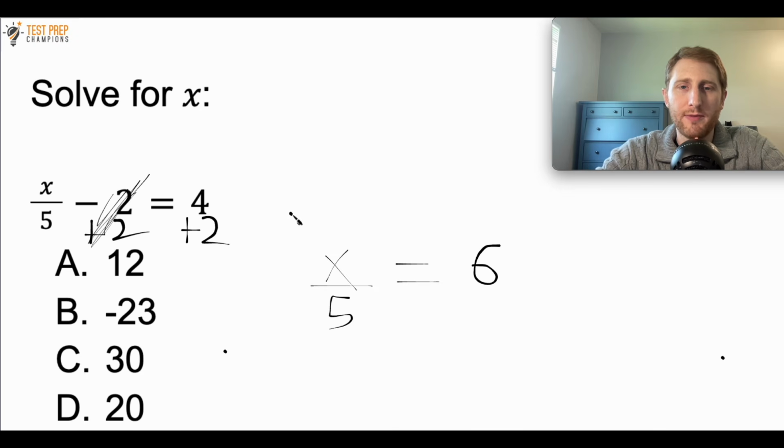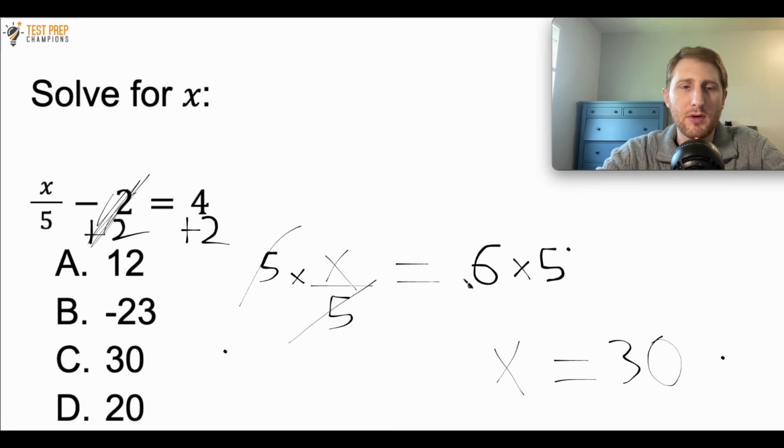So now I have x over 5, which is x divided by 5. So how do I get the x by itself? Well, if I multiply by 5 over here on this side, the 5's will cancel out, leaving me with the x, which is what I want. But remember, whatever I do to one side, I also have to do it to the other side. So I have to multiply by 5 over here as well. Now, what is 6 times 5? 6 times 5 is 30. So the correct answer here is C, 30.